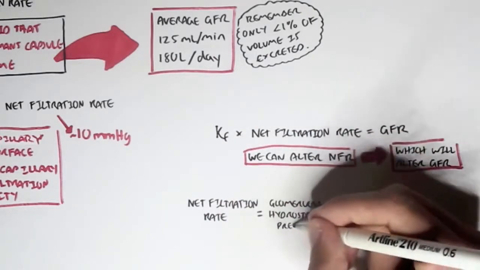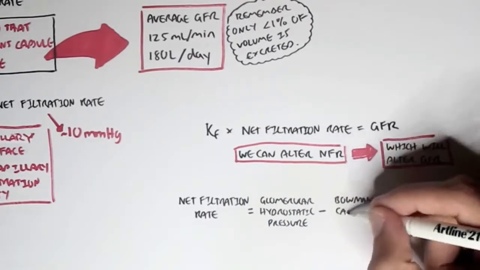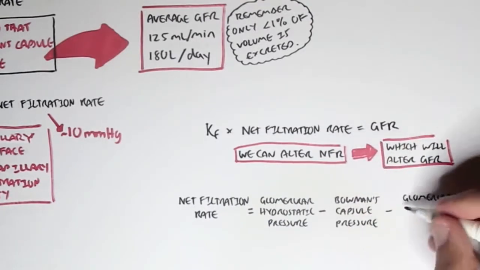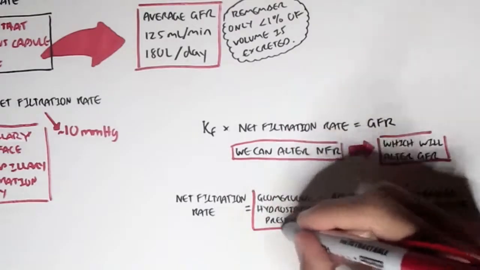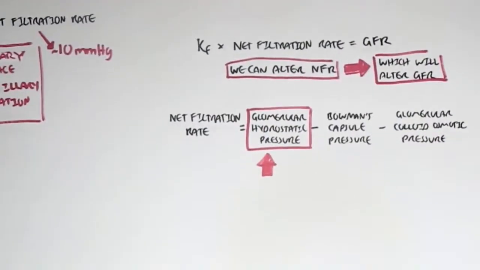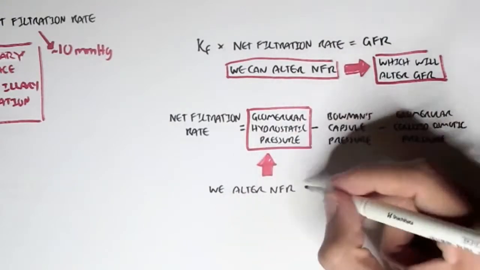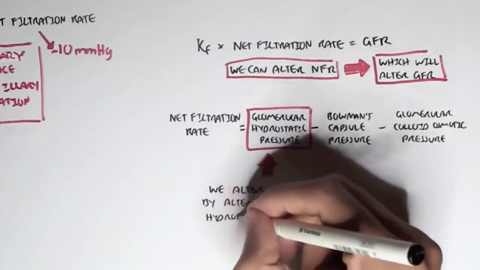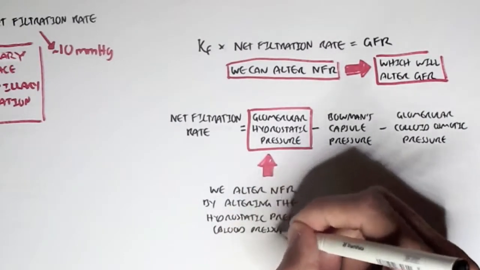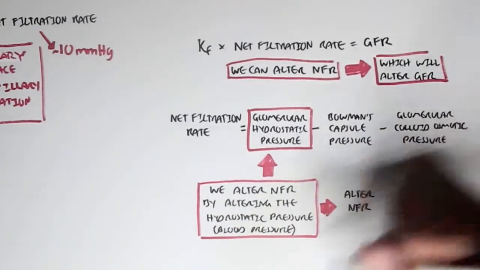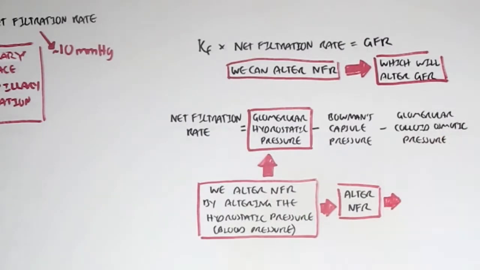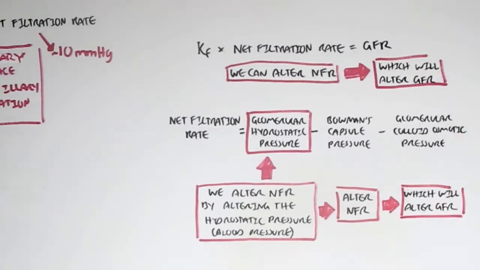And so NFP, if you remember, the net filtration pressure, is equal to the glomerular hydrostatic pressure minus the Bowman's capsule pressure minus the glomerular colloid osmotic pressure. So we can alter net filtration pressure by specifically altering the glomerular hydrostatic pressure, which is the blood pressure entering the glomerulus inside the Bowman's capsule. So if we alter the glomerular hydrostatic pressure, we will alter the net filtration pressure, which will in turn alter the glomerular filtration rate, and therefore the amount of fluid which gets filtered from the capillary into the Bowman's capsule. I hope this all makes sense.